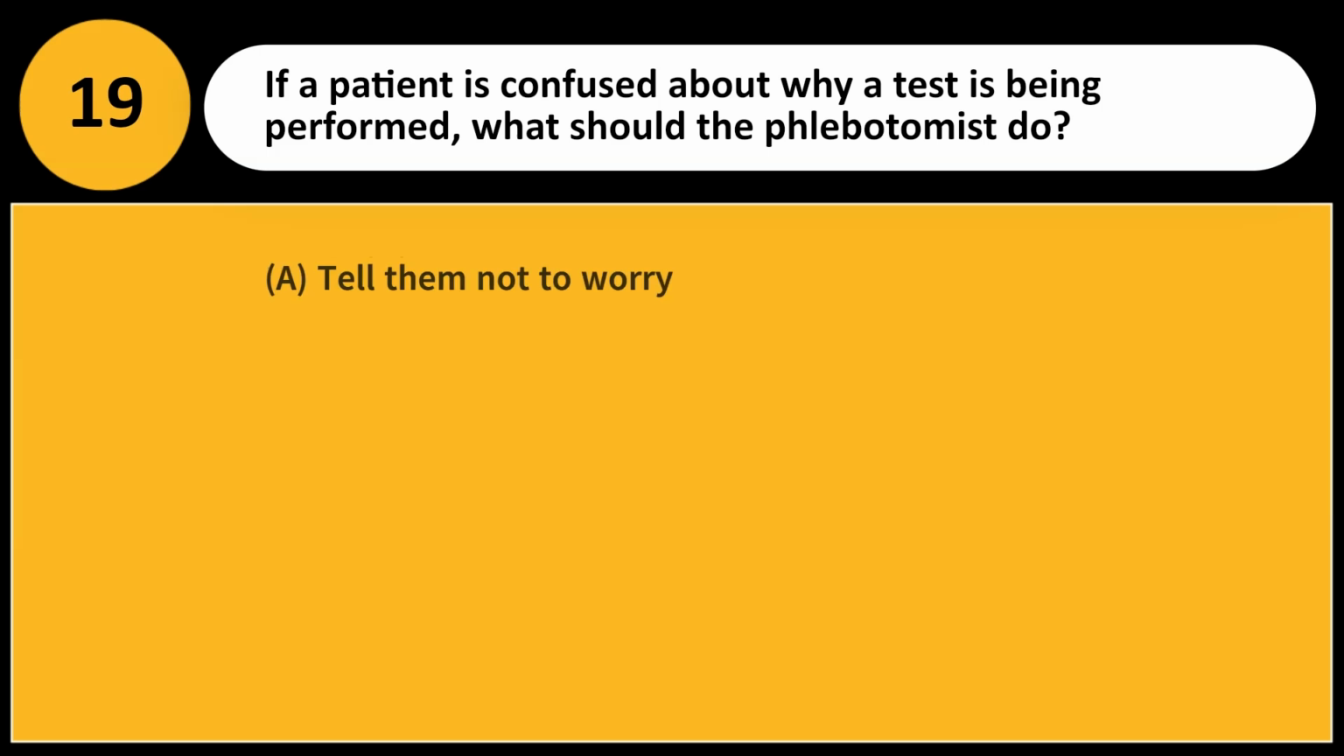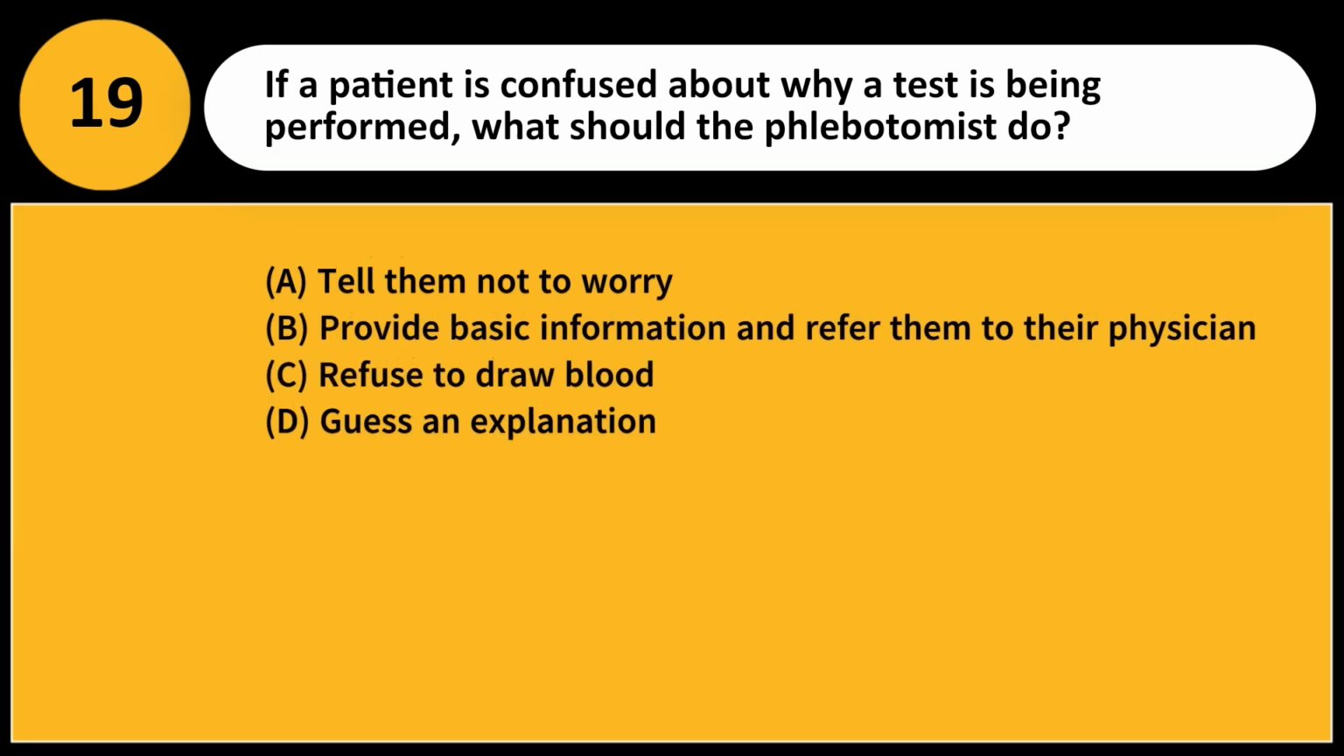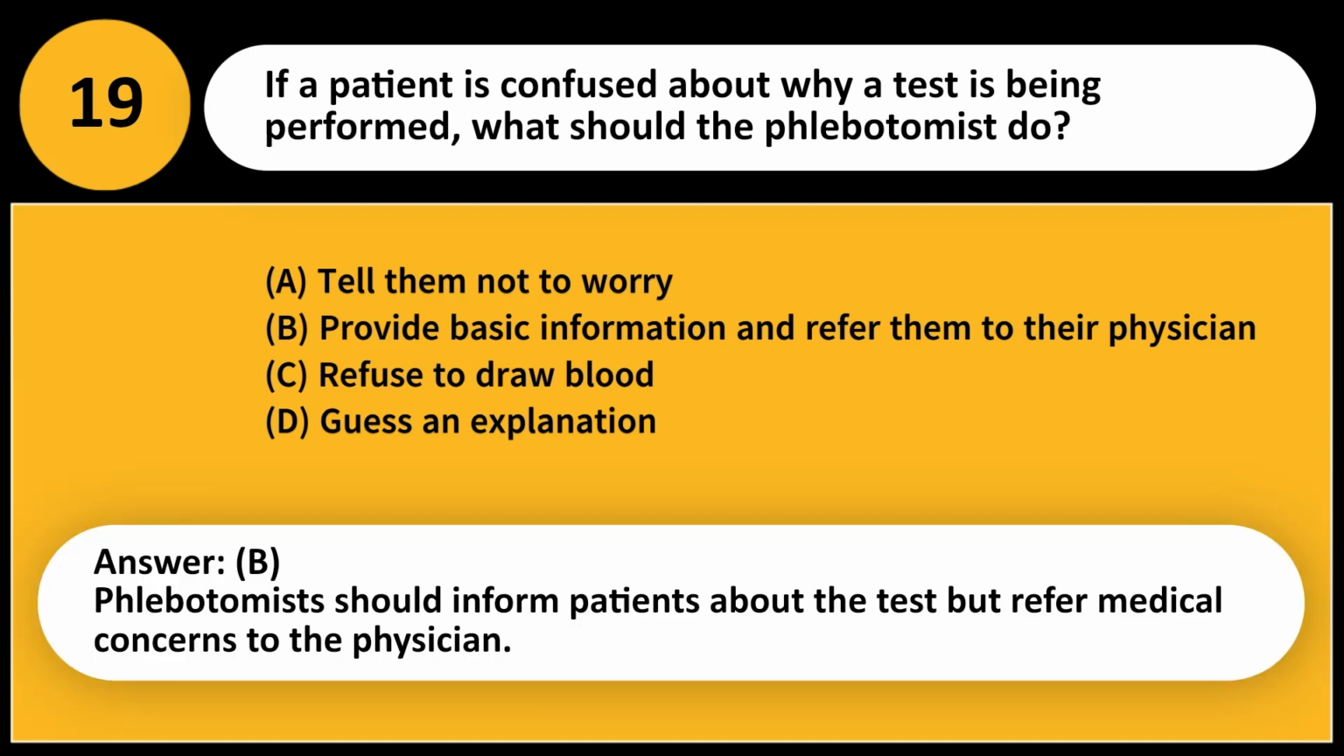If a patient is confused about why a test is being performed, what should the phlebotomist do? A. Tell them not to worry. B. Provide basic information and refer them to their physician. C. Refuse to draw blood. D. Guess an explanation. Answer: B. Phlebotomists should inform patients about the test but refer medical concerns to the physician.